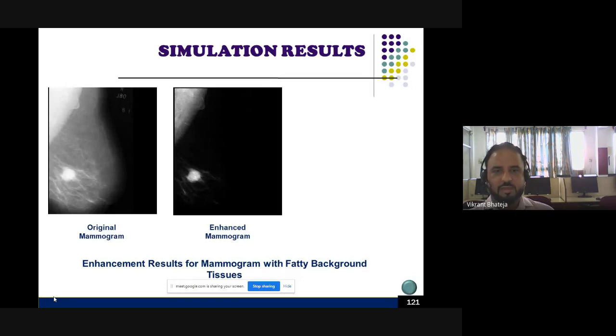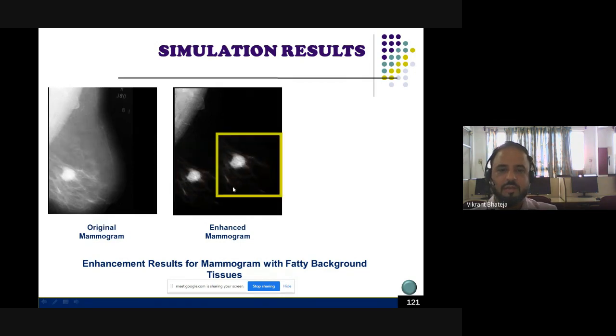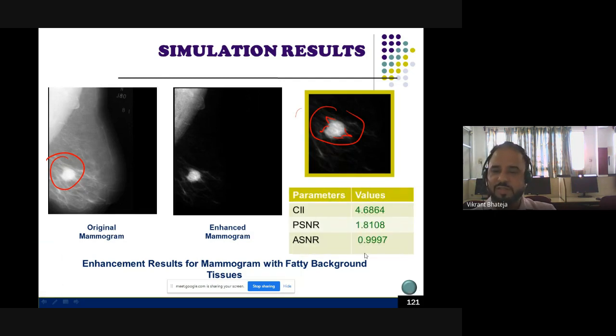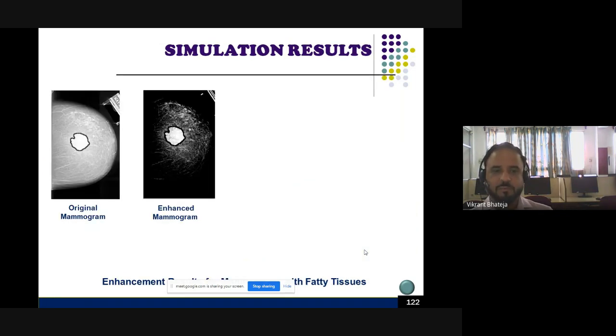Now, with these values chosen for this filter, you can see this is the original mammogram, and this is the enhanced response. This is your original region of interest, this is your enhanced one, and you can see the edges are very sharp in this image. Contrast is improved, and you can also see a significant amount of background suppression. Then these are the values of CII, PSNR, and ASNR. But yet, this is the response of the mammograms on fatty background.